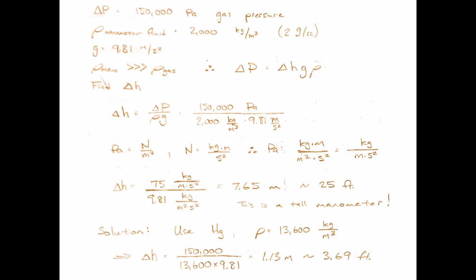Now here is that example. It's the first example, so there's not really much of a problem statement on this one. We're just given a change in pressure of 150,000 pascals. And we are told the density of our manometer fluid is 2,000 kilograms per meter cubed. This, if we converted it, would be 2 grams per cubic centimeter.